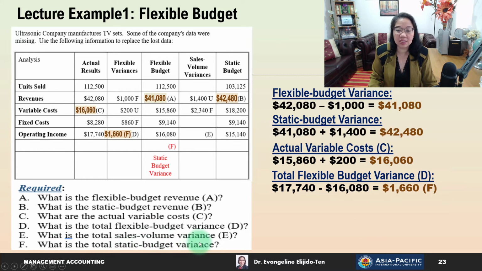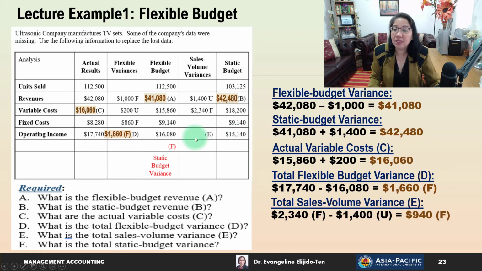What is the total sales volume variance? Well, we know the flexible budget is 16,080 and the static budget is 15,140. So that would give us the sales volume variance of $940, and that is favorable because the flexible budget is greater than the static budget.